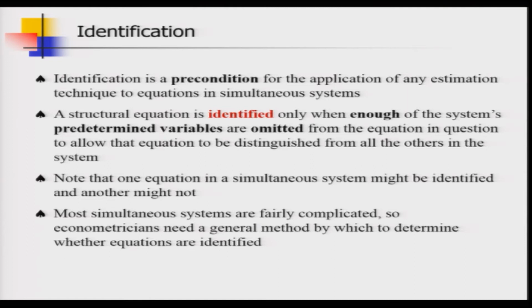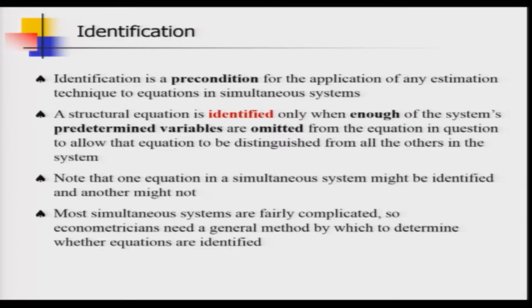We have expressed this concept of identification problem in terms of simple market models, but let us now talk in terms of econometrics jargon. So, identification is a precondition for the application of any estimation technique to the equations in a simultaneous system. Okay. So, a structural equation is identified only when enough of the system's predetermined variables are omitted from the equation in question to allow that equation to be distinguished from all the others in the system.